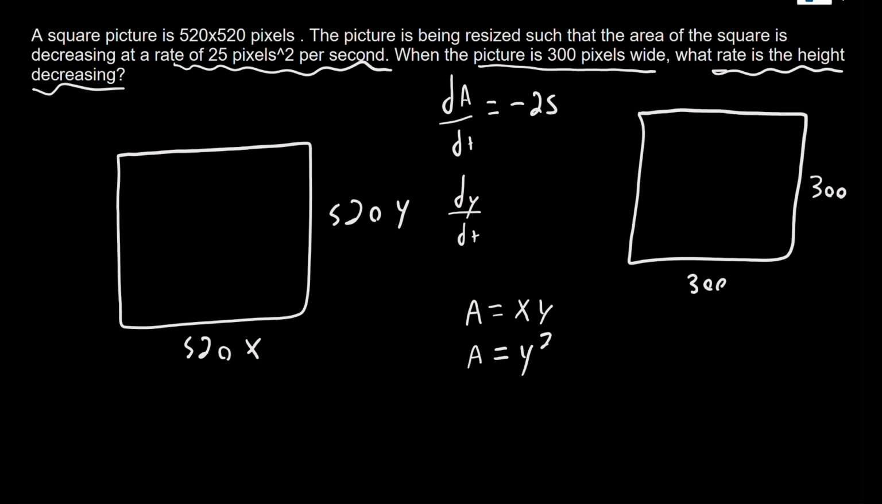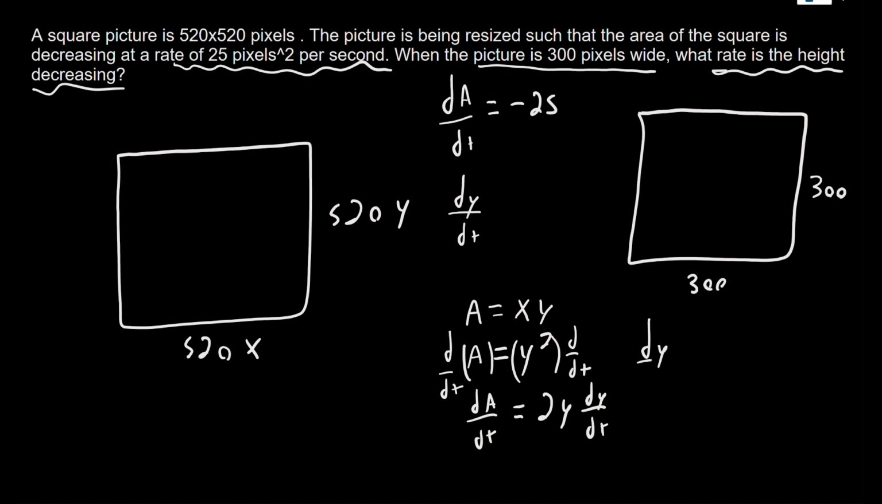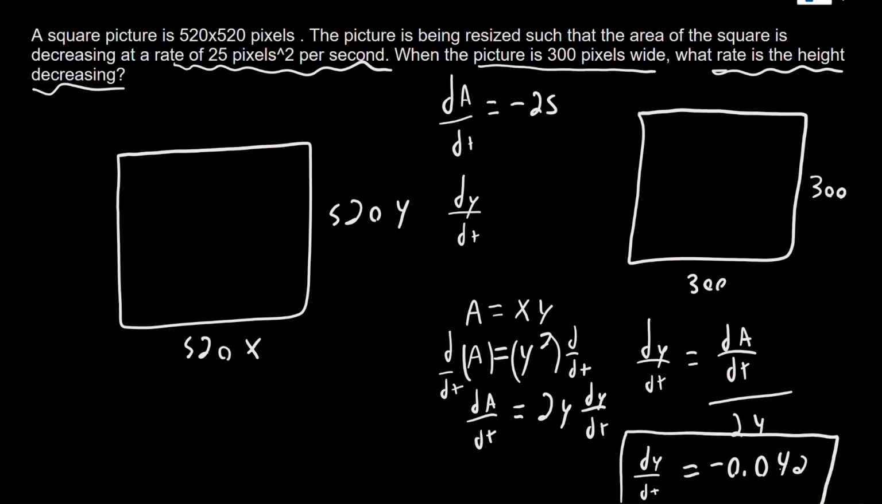Now if we differentiate with respect to time on both sides, we'll be left with dA over dt equals 2y dy over dt. Now we can isolate for dy over dt, and we'll get dA over dt divided by 2y. And if you plug that in, you'll get negative 0.042. And that's dy over dt, and that's our final answer.